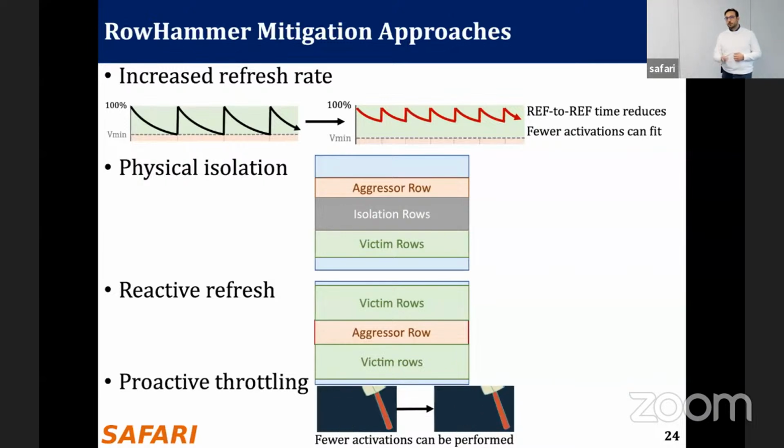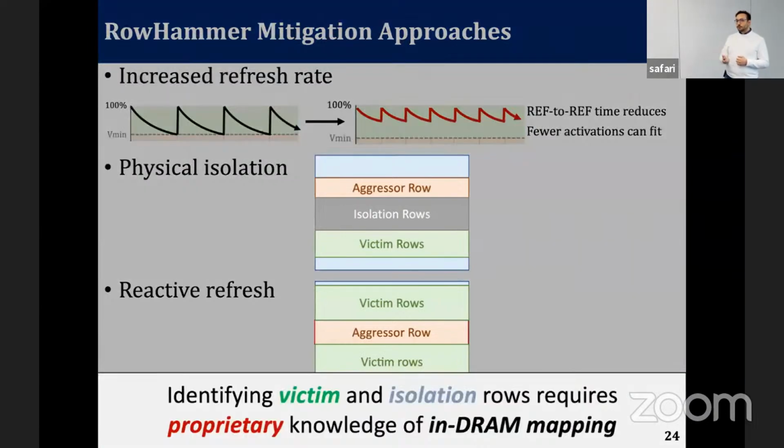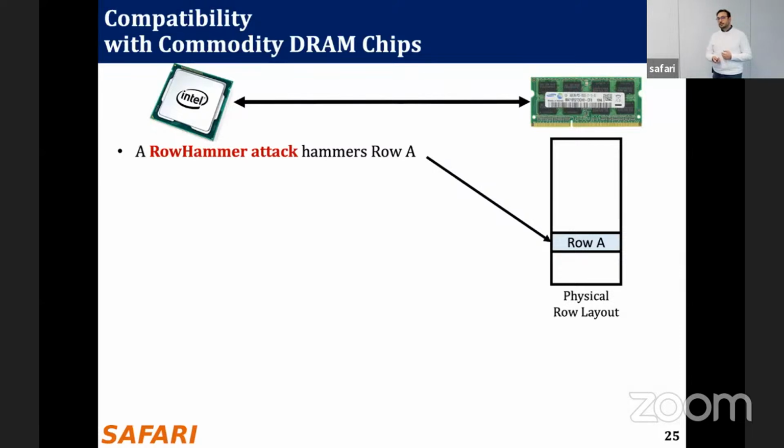So when we revisit these four high-level approaches of RowHammer mitigation, actually two of them face a strong challenge of compatibility, because physical isolation and reactive refresh mechanisms need to identify the victim rows for putting the isolation rows or to understand which row to refresh. And as a result, they are only limited to the systems where you can get this information.